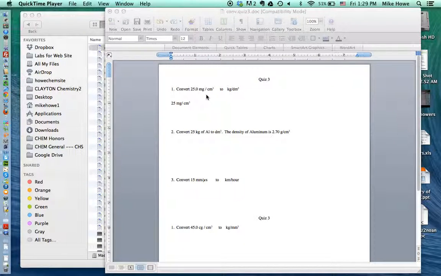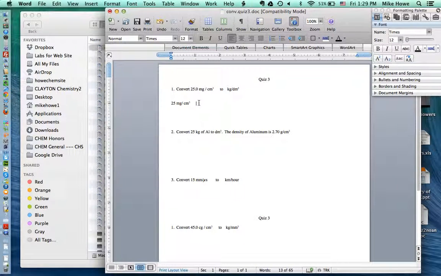Hello everyone, we're going to work through quiz number 3 and I'm going to work all 6 problems, but it looks like it'll probably be 6 different movies in order to keep the size of each movie down. So 25 milligrams per cubic centimeters, we're going to change that into kilograms per cubic decimeter.